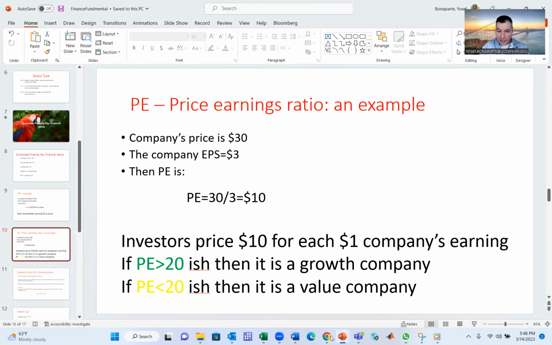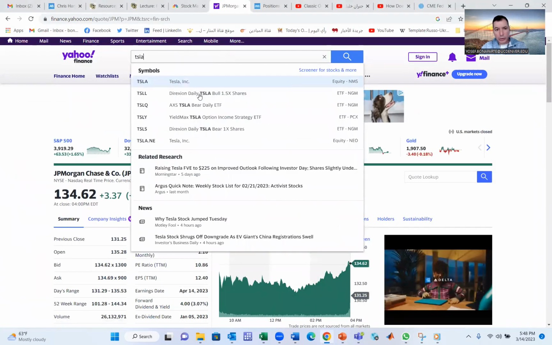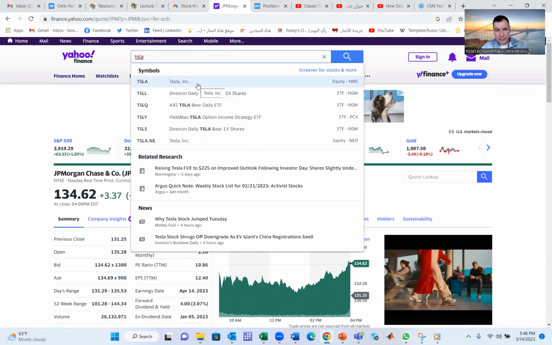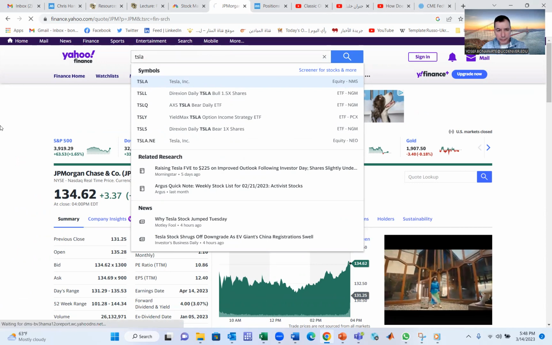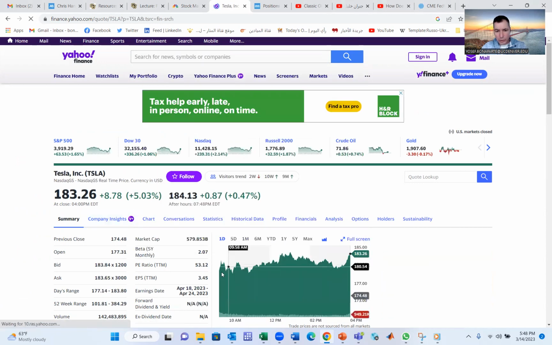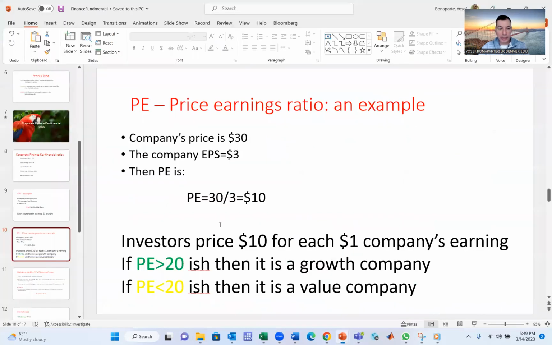For example, if you go to Tesla, you will see the PE ratio for Tesla is very high: 53. So even higher than Apple. And why is that? Because they think Tesla's income will grow faster than Apple's and much faster than the banks'.